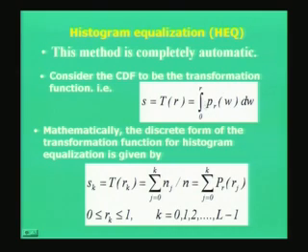This integral in analog form is discretized here, and if you substitute from the formula of the probability distribution or histogram, it gives you this. So, remember, this is what you have to compute: the summation of k plus 1 terms for s_k equal to T of r_k, computed using n_j by n. That is the formula for histogram equalization, and you basically have to sum the terms.